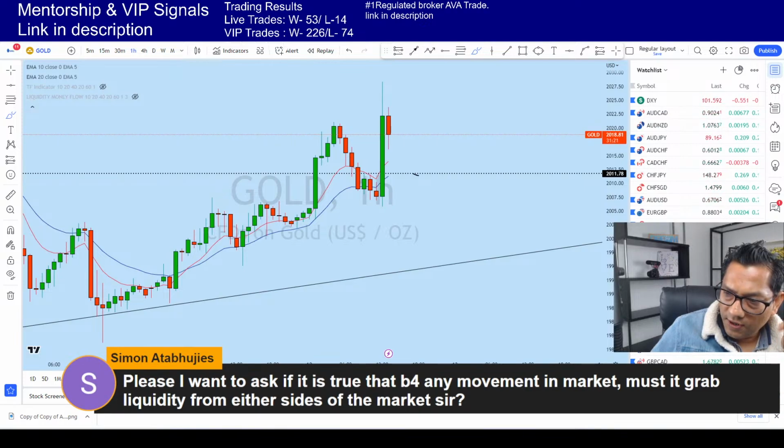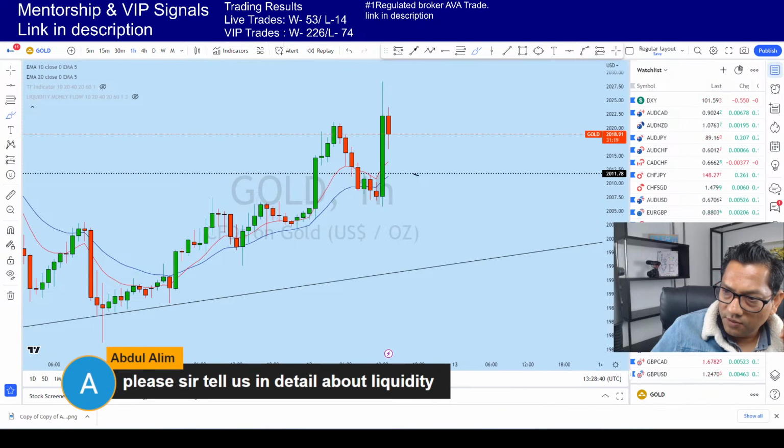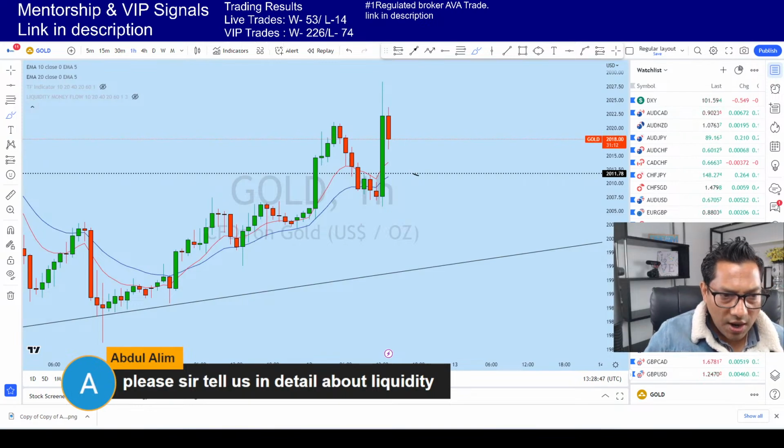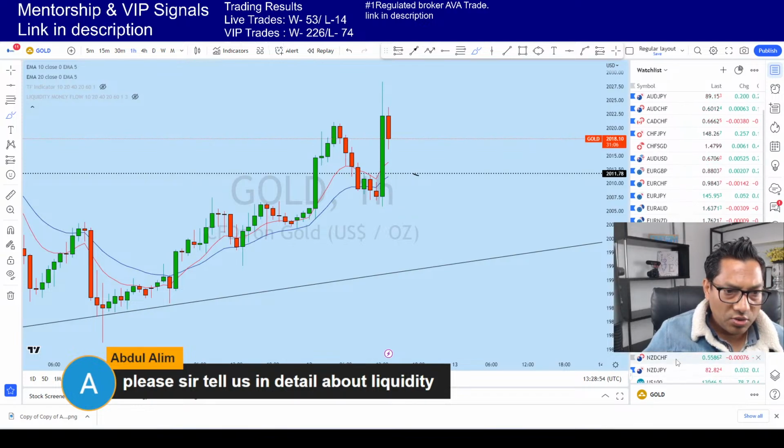First, liquidity grab. So these two questions are coming all together. One is to tell more about liquidity grab. The other question is whether, if there is any movement, the market needs to grab liquidity from both sides. Both are very important questions. Let me get to it.